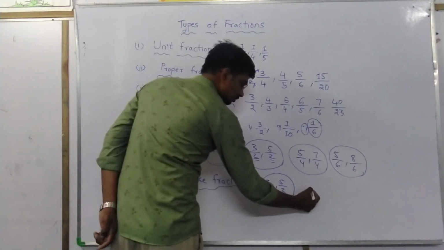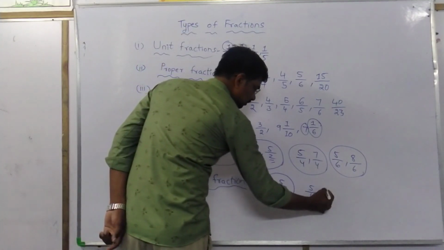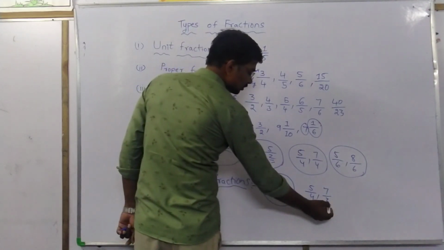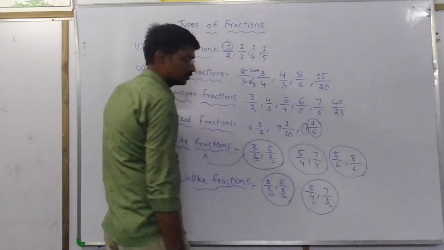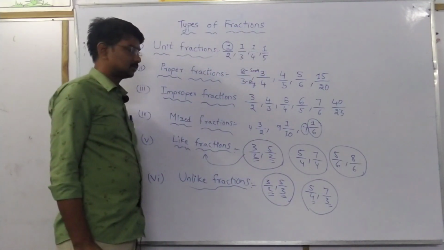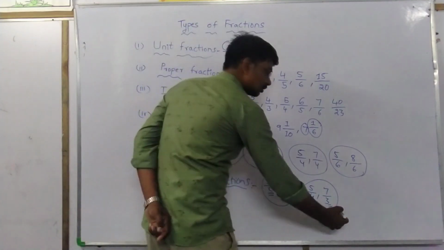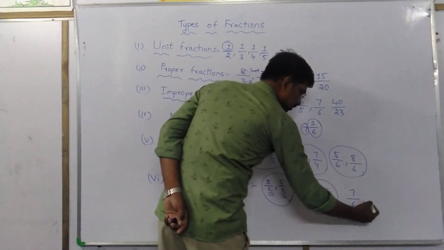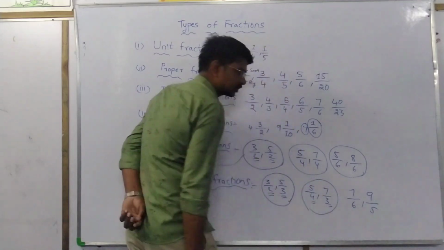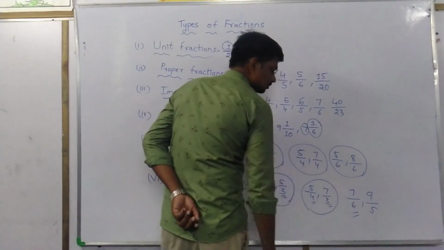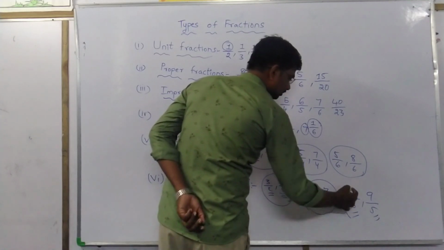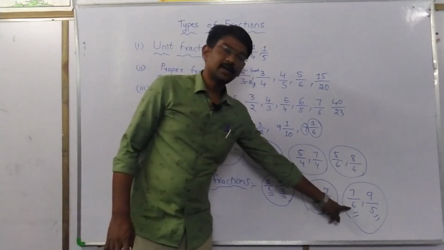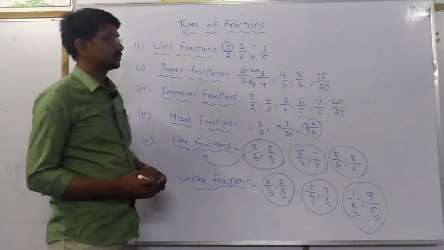One more, 5 by 4 comma 7 by 3. What is the denominator here? 4. What is the denominator here? 3. So, these two are unlike fractions. One more example, 7 by 6 comma 9 by 5. Okay. What is the denominator here? 6. What is the denominator here? 5. So, these two are unlike fractions. Okay.